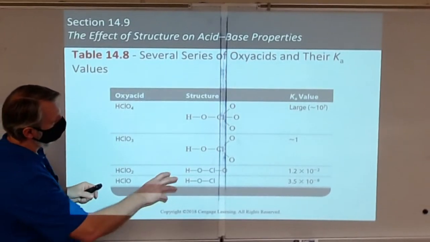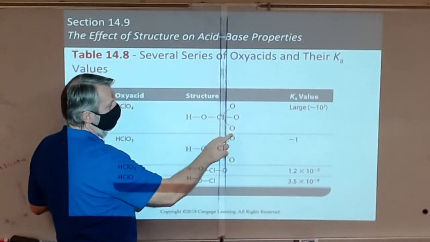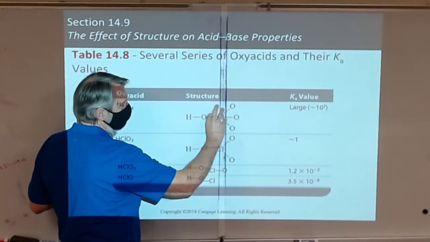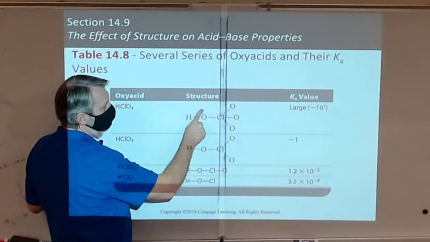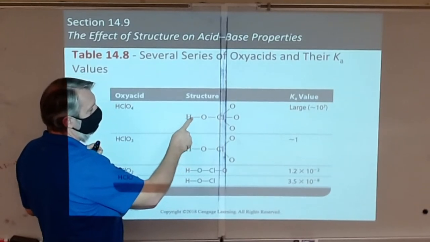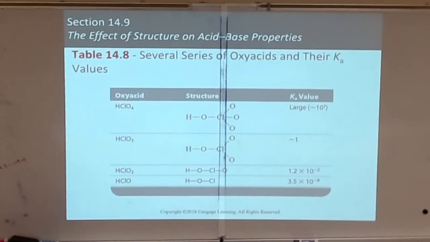But what goes on here is these extra oxygens are pulling these electrons away. This is becoming very polarized, and that hydrogen ion can just pop off. Okay? This one too, and as I continue to lose oxygens, it has a smaller and smaller Ka value.